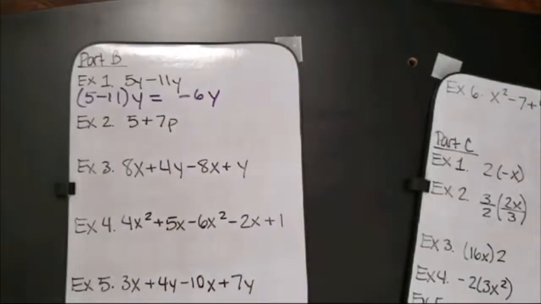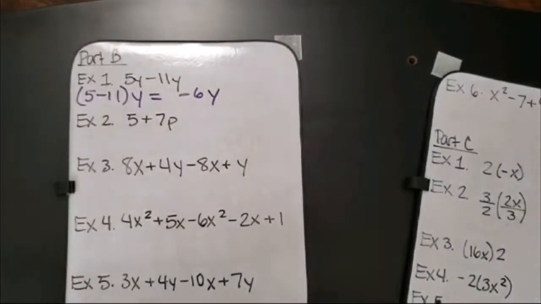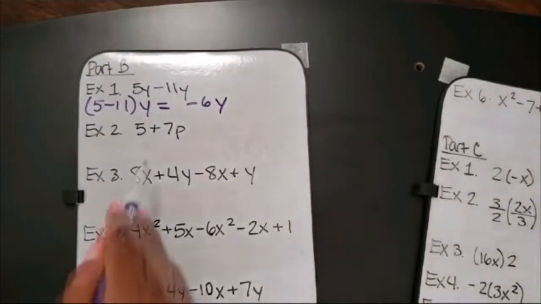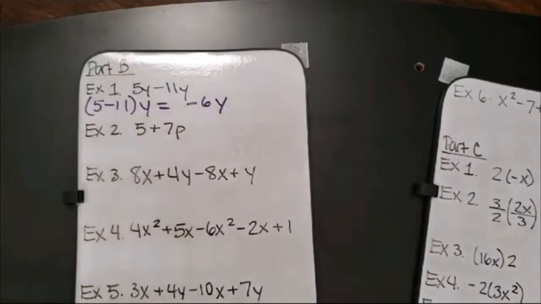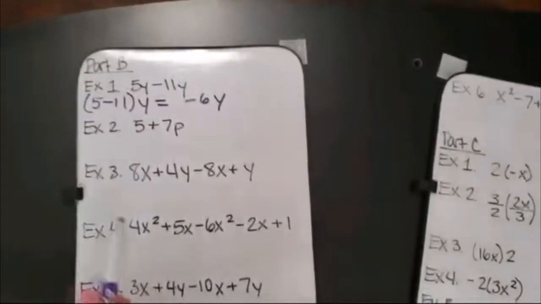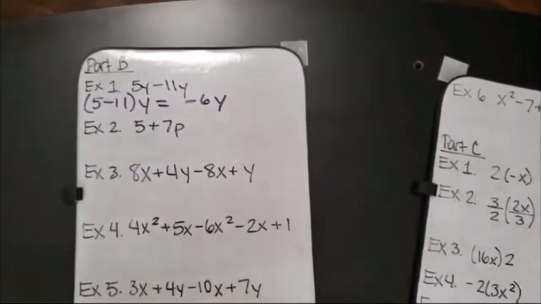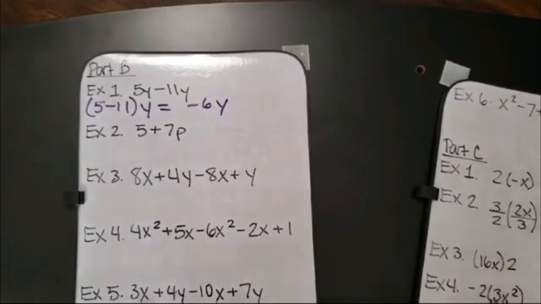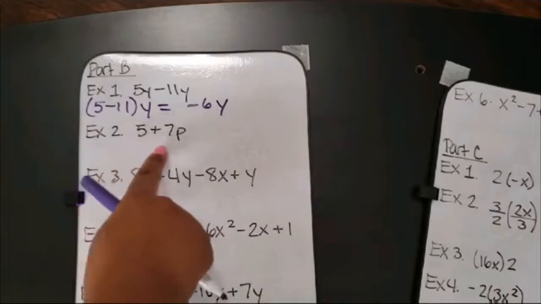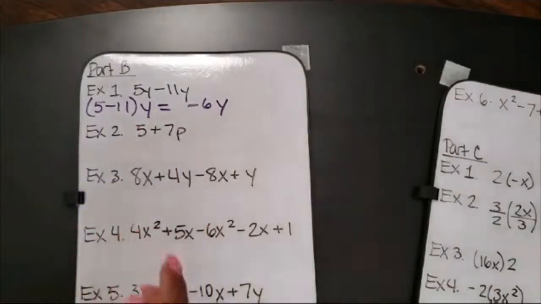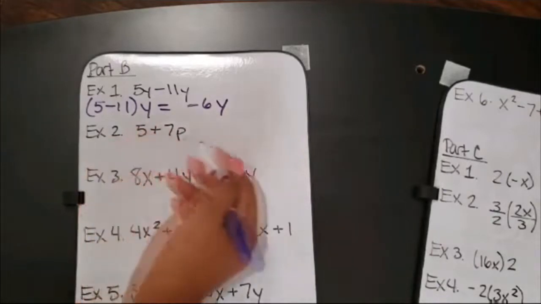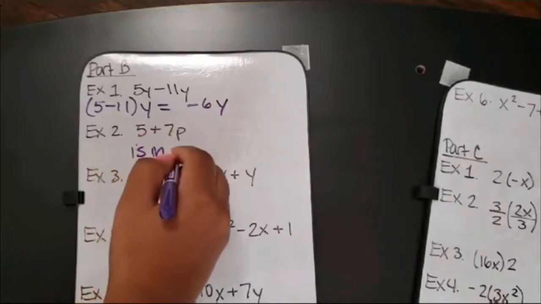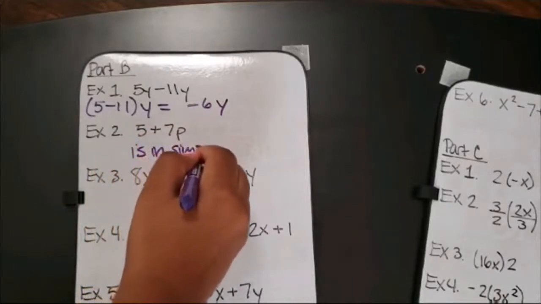-6y. If we look at example 2, we have 5 plus 7p. And 5 is a constant term, which means it does not have a variable. And 7p has a variable of p. So these two numbers are not alike, so we cannot combine them. So this is as simplified as it can go. So if you get a problem like this, all you have to say is, it is in its simplest form.